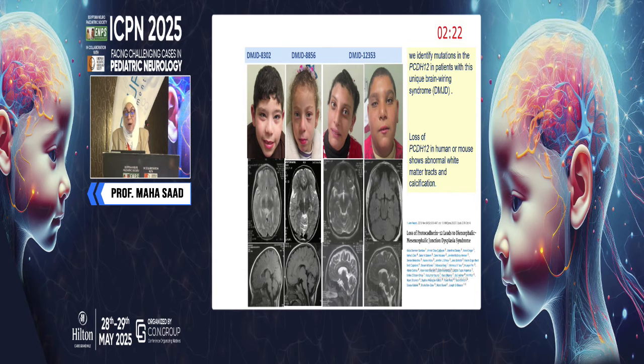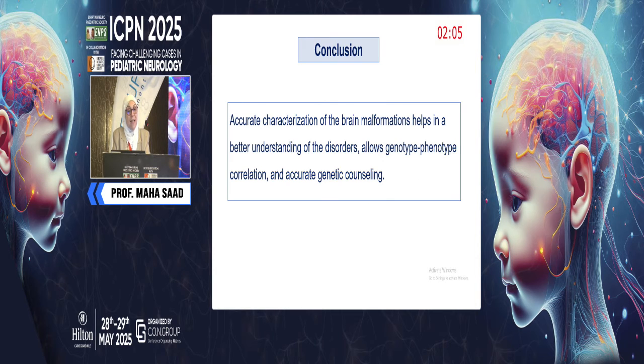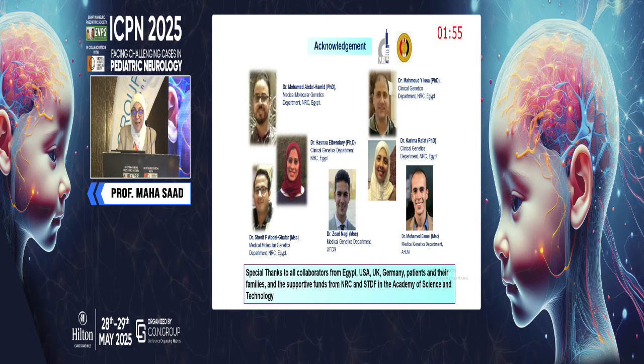And after that, we found the gene PCDH12. We found it in 2018 that leads to this malformation. And we can see here there is diencephalic mesencephalic junction defect. Some of them have brain calcification. And at the end, accurate characterization of the brain malformation helps in better understanding of the disorder and allows genotype-phenotype correlation and accurate genetic counseling.